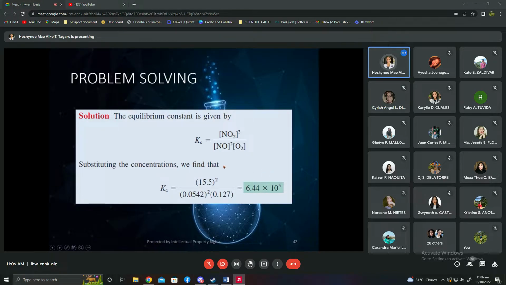Okay? So anyway, if this is the problem you encounter, it's easy. All you have to do is balance the equation, then write the Qc expression here, and then substitute the values. Do not forget the exponents, as it's part of the computation here. So, the answer is 6.44 times 10 raised to 5. Take note, this has no unit. Alright?